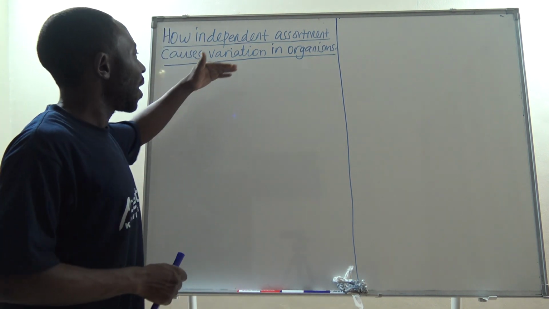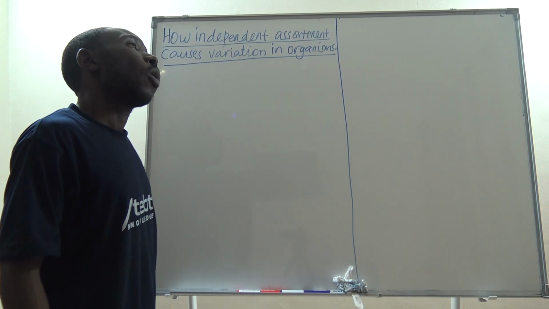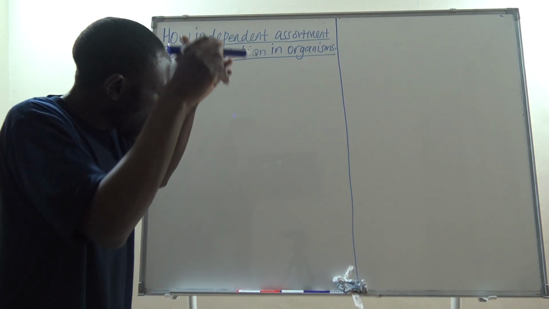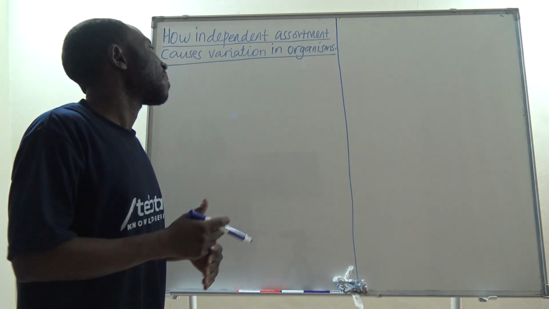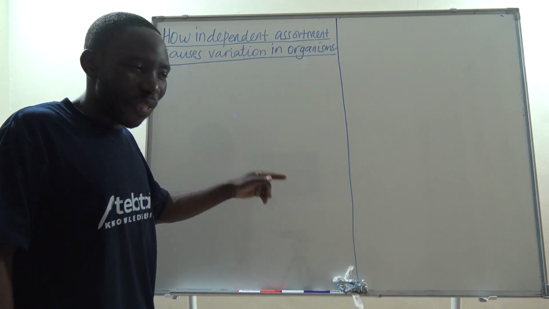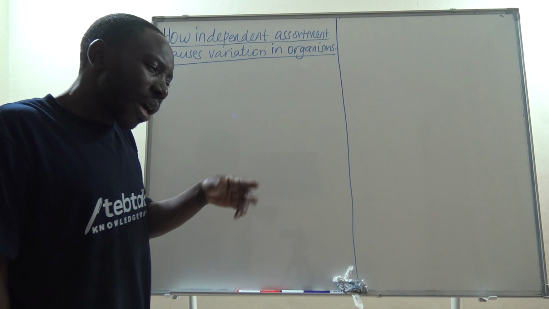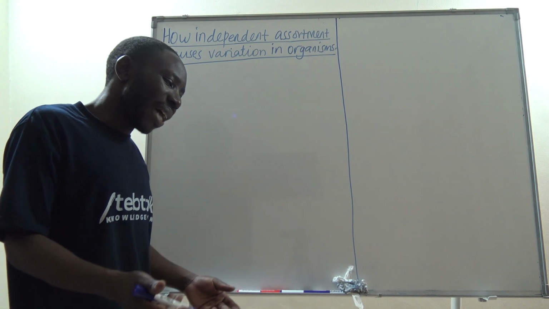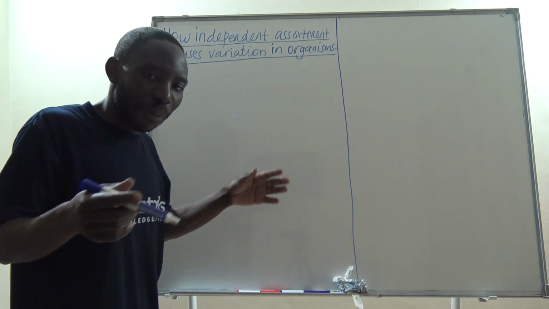During independent assortment, during metaphase 1 of meiosis, chromosomes in the form of homologous chromosome pairs or bivalents orient randomly at the spindle equator. They just orient there. In other words, orientation refers to positioning. They just position themselves at the metaphase plate randomly.